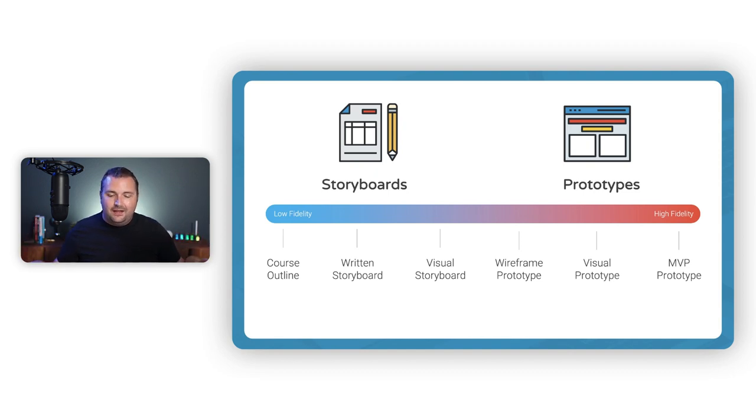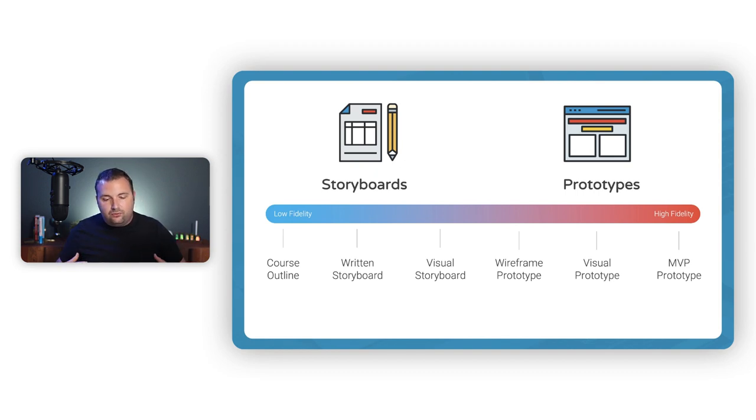So, when you're creating an e-learning course, like I said, when you're moving from raw content to a completed e-learning course, you want to move from something that has a low level of detail, low level of fidelity, and work towards something that is more highly detailed, a higher level of fidelity as you work towards that completed course, right? So as we look at this spectrum, a storyboard outlines all of the content. You might start with an outline. We see that there on the far left.